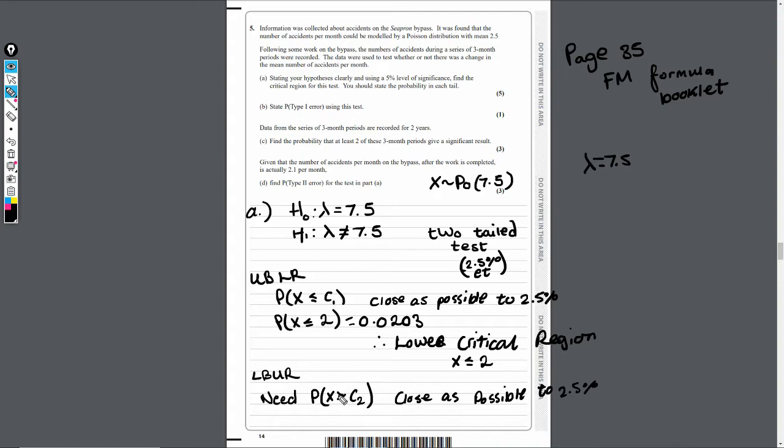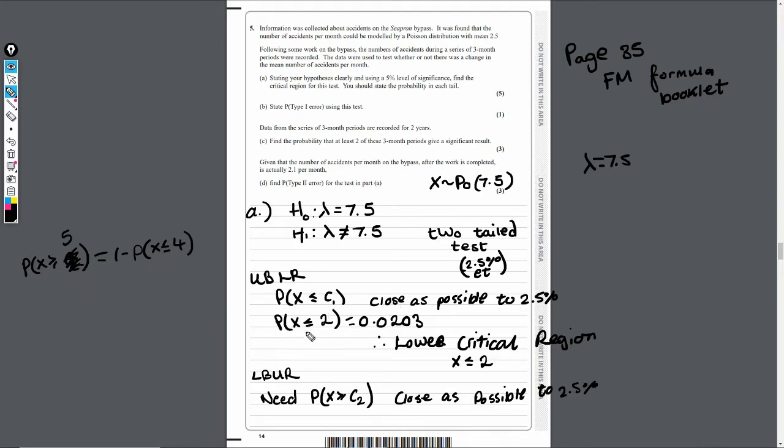Now, because this is X being greater than or equal to C2, I'm going to use the tables again. Page 35, and make sure you're going across with lambda equals 7.5. I need the region which is closest to 2.5% again. Remember, because this is greater than or equal, the closest value here is when it's 13. If we just do it over here, when you calculate a probability of X greater than or equal to, say, 5, this is 1 minus the probability of X being less than or equal to 4.